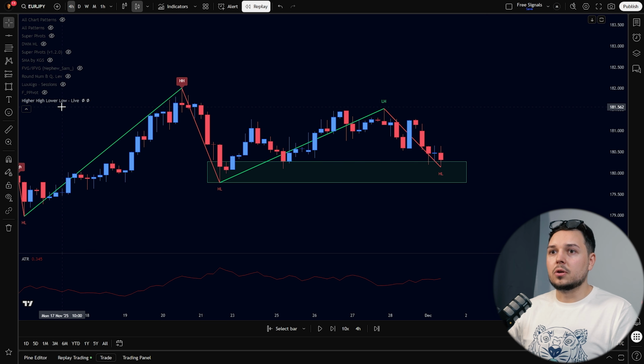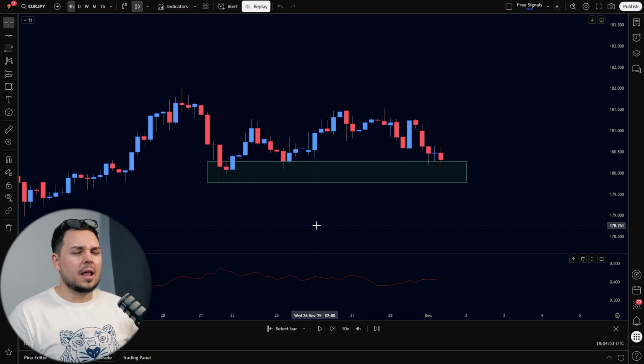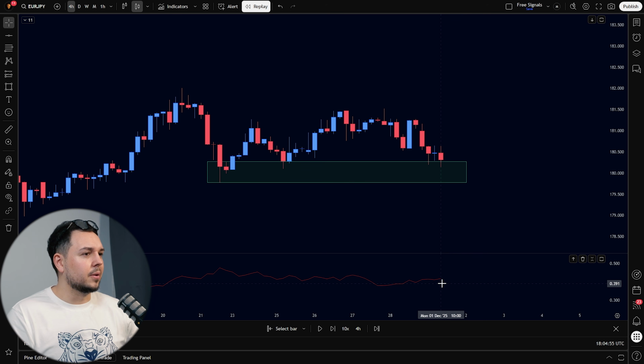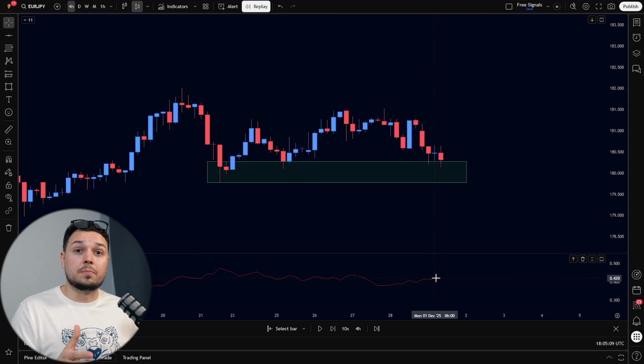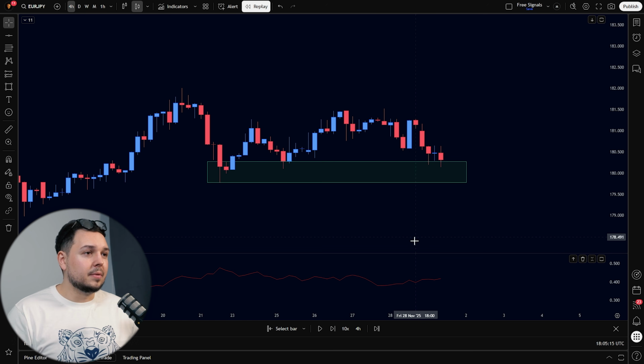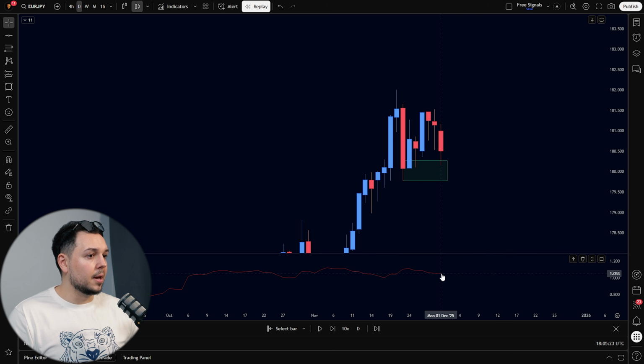So let me just turn this indicator off and actually look at the numbers the ATR is currently giving us. If we have a look over here on this exact candlestick, 0.417 means 41 pips, or 41.7 pips. That's all it means. That's the average price movement on the 4-hour chart. Now, what I like to do myself is go to the daily time frame and just measure the ATR volatility, right? So it's around 105.